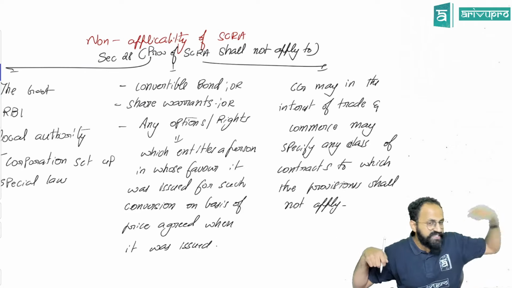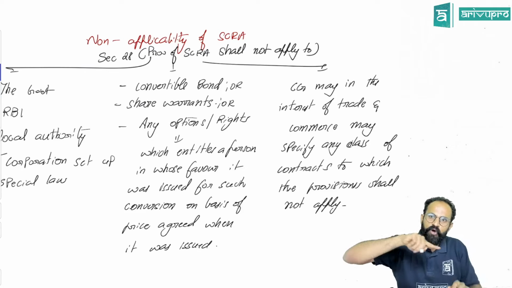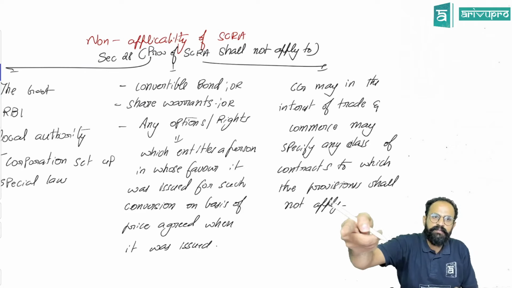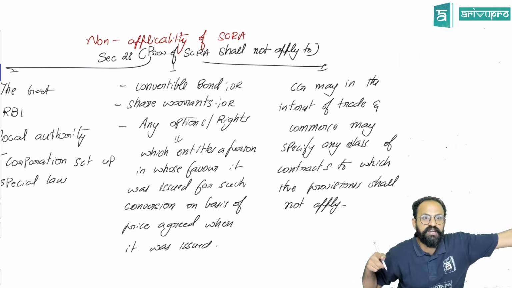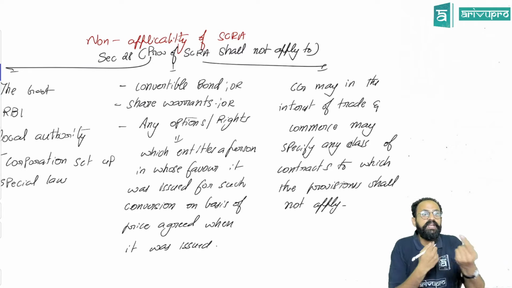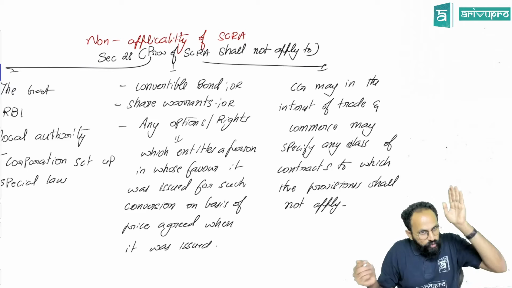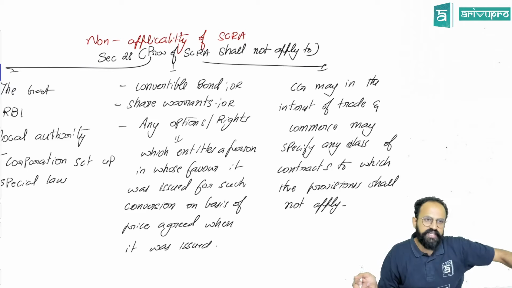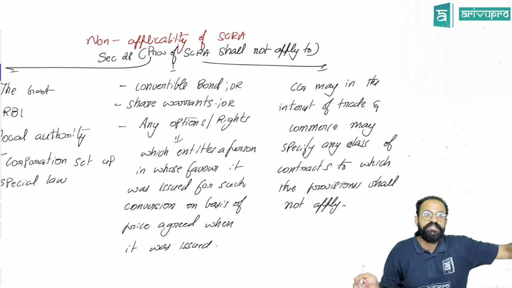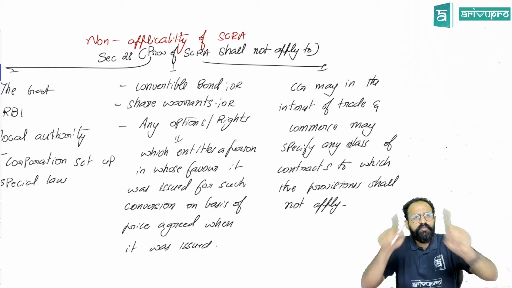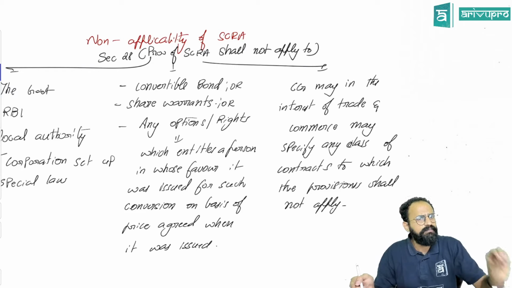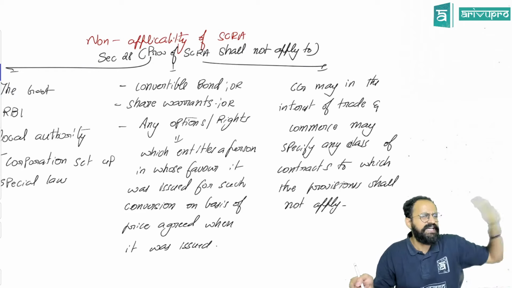If I say that even convertible debentures have to follow SCRA, then what will happen? There will be no liberty given to the individuals who are investing. So to avoid that, they have said that for convertible bonds, SCRA is not applicable. In detail, we will do share warrants and all in Chapter 15, where there is one part called capital market instruments. In detail, we'll be doing that.